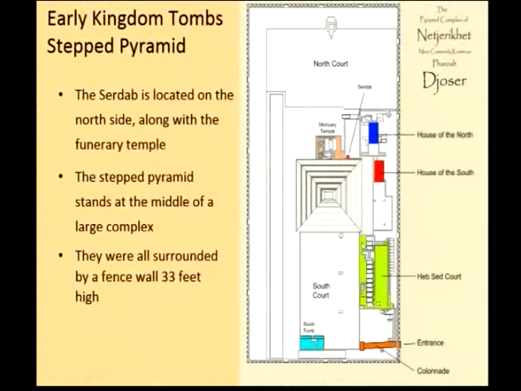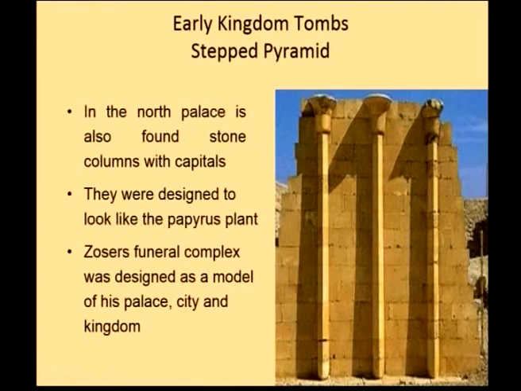In the north palace are found columns with capitals. The columns were derived from the papyrus plant. They have this papyrus structure at the top, the flower-like structure, and the stem like a papyrus plant.